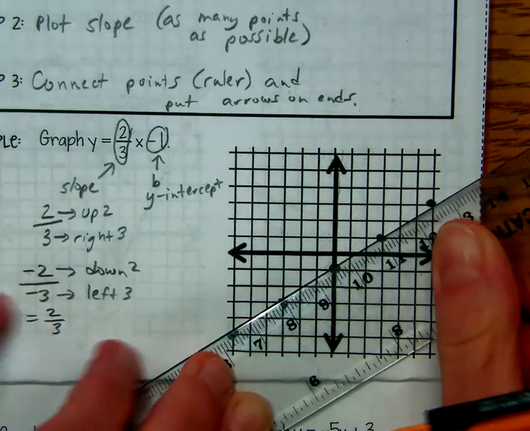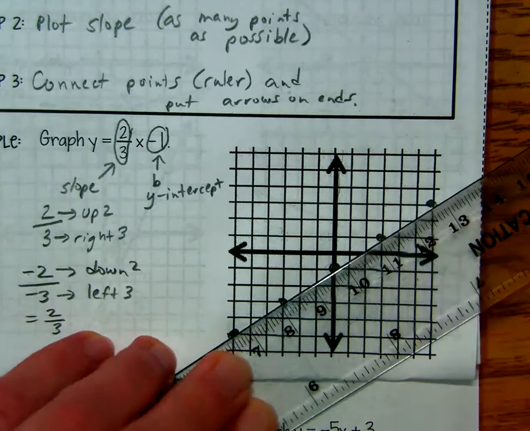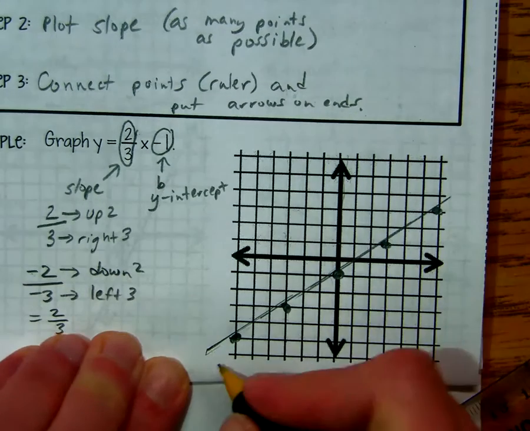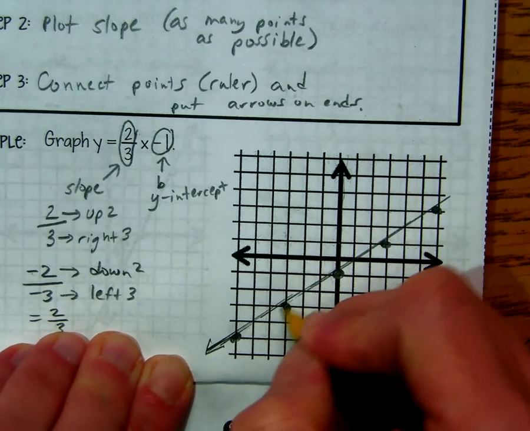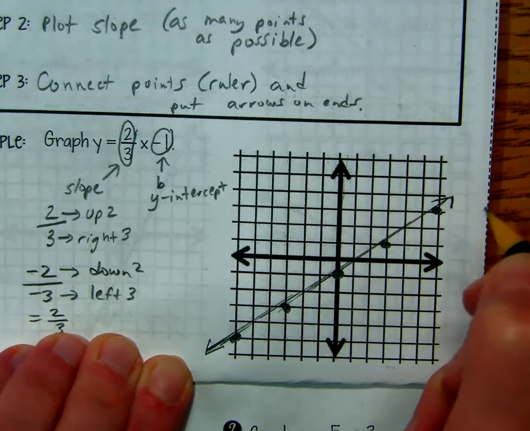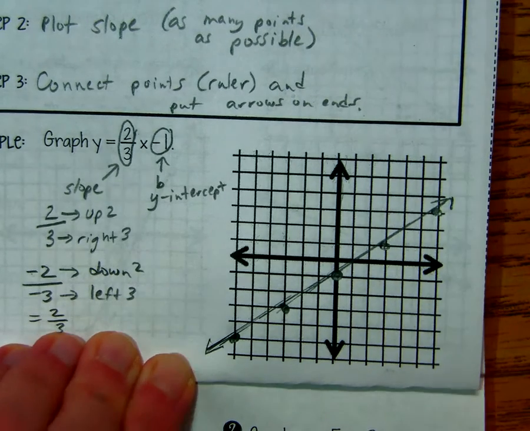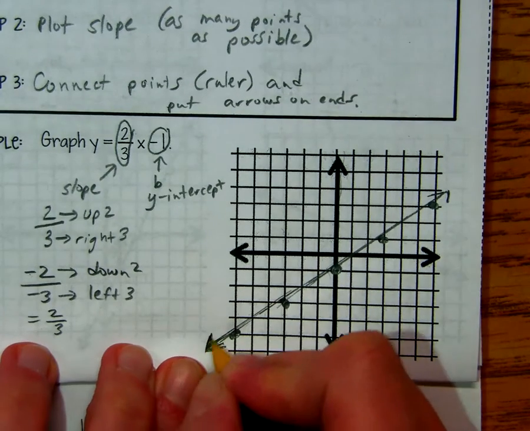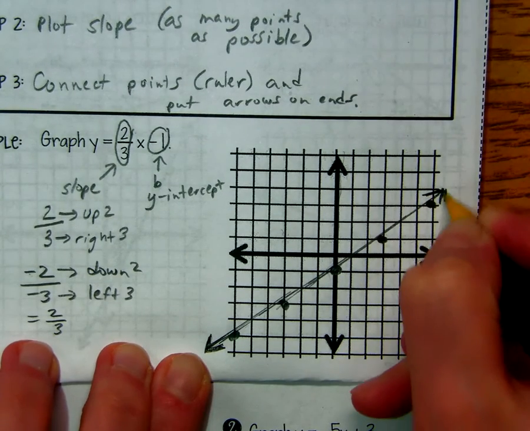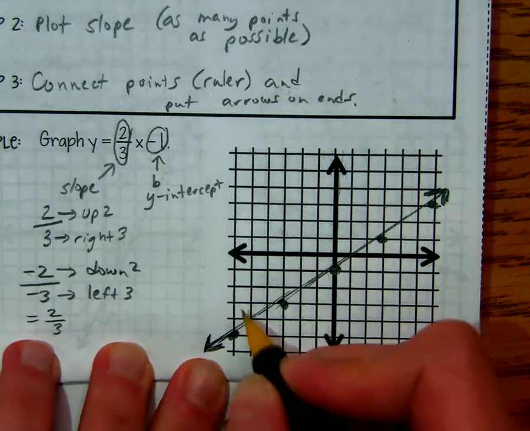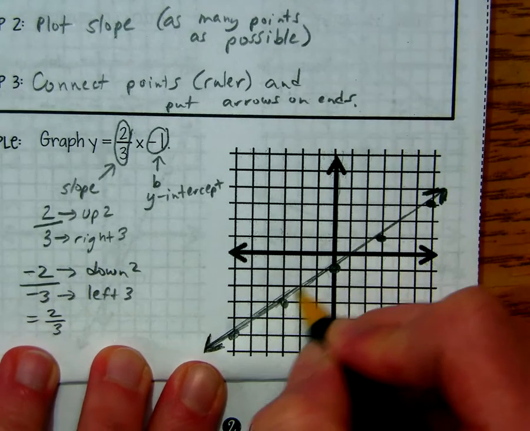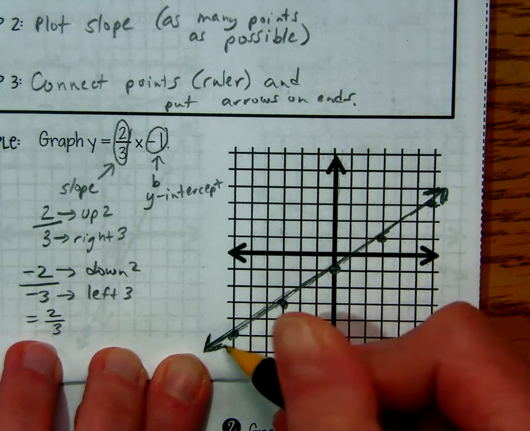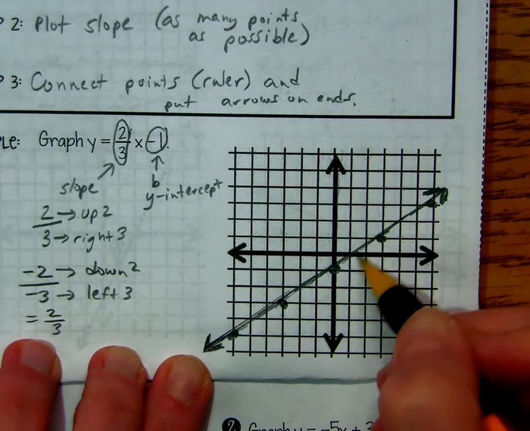So we can take our ruler, put it up here, connect the points. I didn't do a very good job of getting it through the points, but you get the idea. I'm trying to do this sideways while videoing. And then on the ends, we put arrows because lines go forever. That is a part of the geometric definition of a line, is that it is a set of points. They have a certain slope and they have a certain y-intercept, but they go forever.